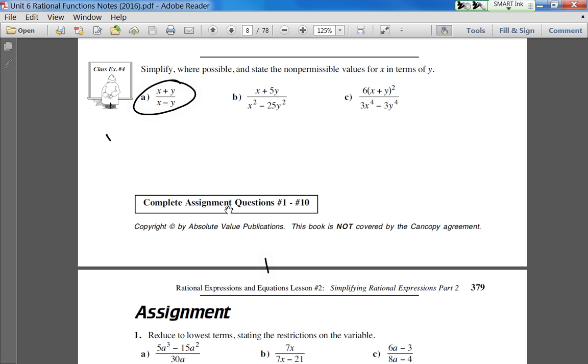But you can state the non-permissible values, so we need this to happen, right? The denominator is not allowed to be 0, so therefore x cannot be y. A little bit trickier because there's no numbers. But as long as x and y are not the same thing, you're good. Like, what if x and y were both 5? You'd have 10 over 0. Good. Okay, this one in the top, you can't do nothing.